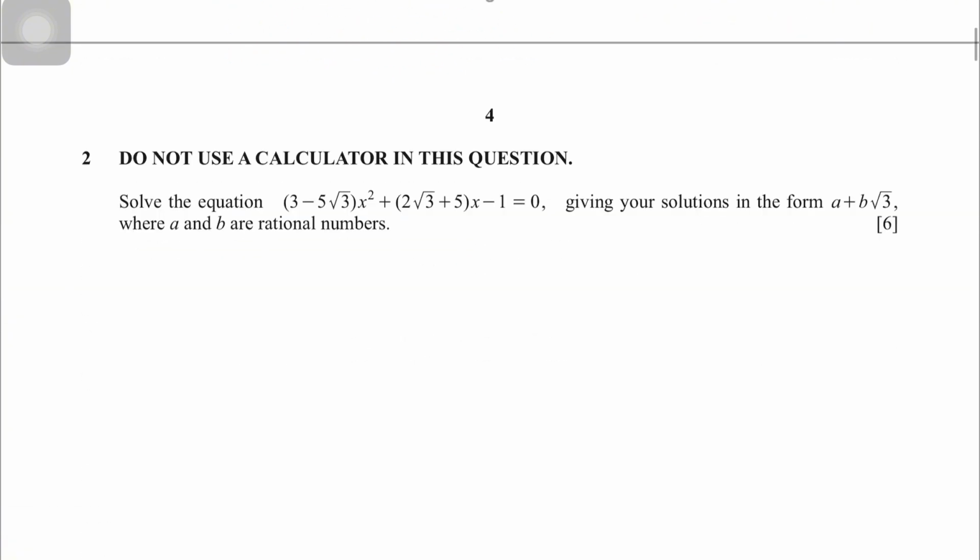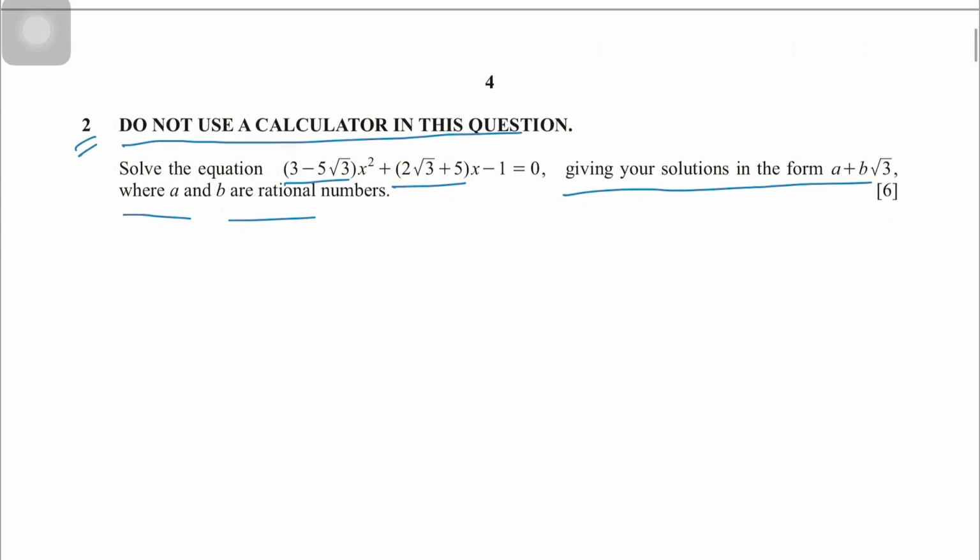Now let's move to question number 2, which is: solve the equation (3 minus 5 root 3) x squared plus (2 root 3 plus 5) x minus 1 equals 0. Now it's a similar question, giving you a solution in this form, where a and b are rational numbers. Now here we need to use the quadratic formula. So let's use the quadratic formula here. And one thing more is given, we don't have to use the calculator.